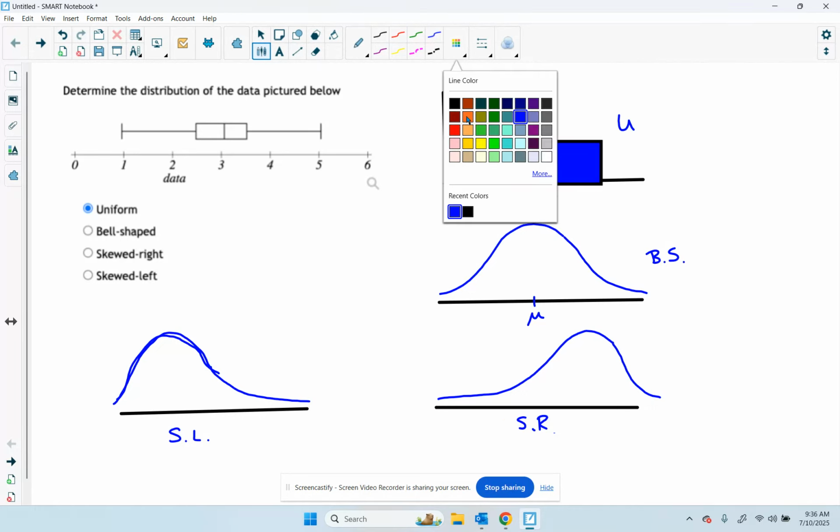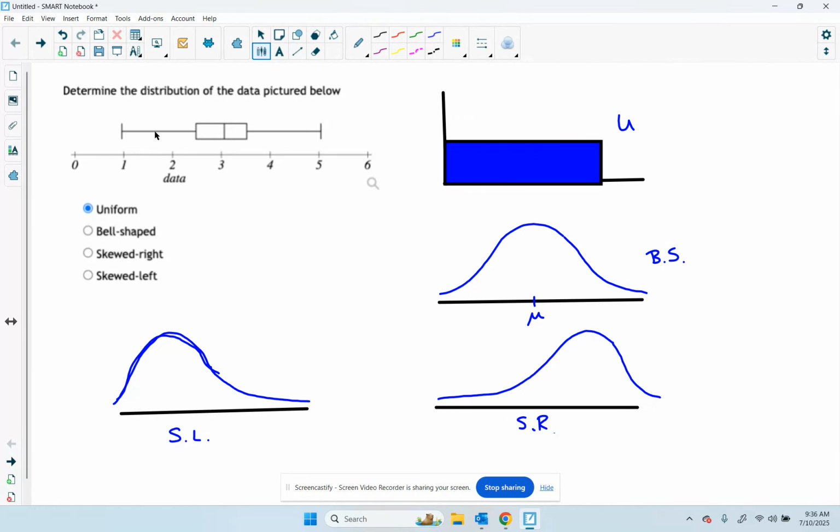So it really comes down to now the box and whisker plot. The thing to remember here is between each vertical line, like this line and this line, contains 25% of the data. Between this line and this line is 25%. Between this line and this line is 25%. And between this line and this line is 25%.